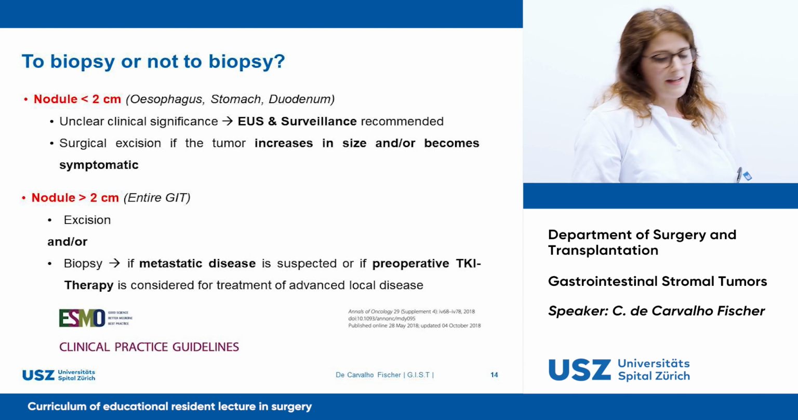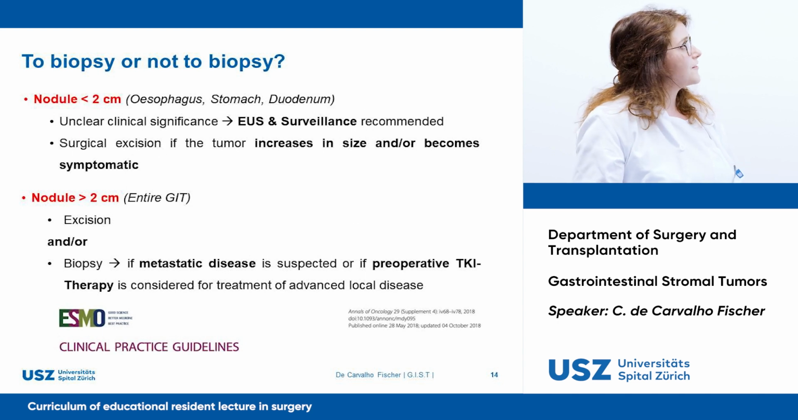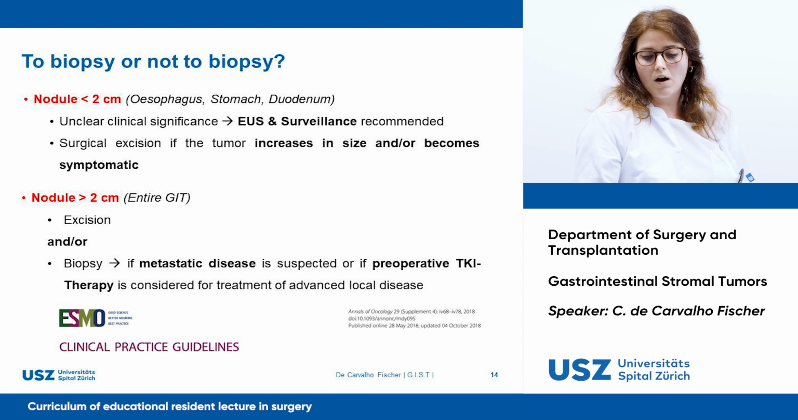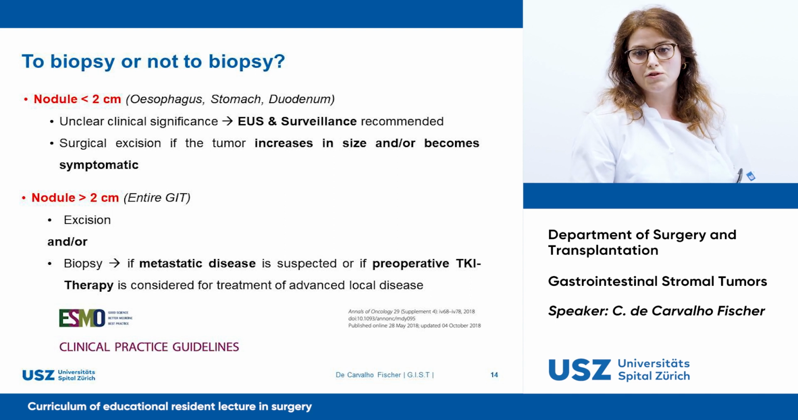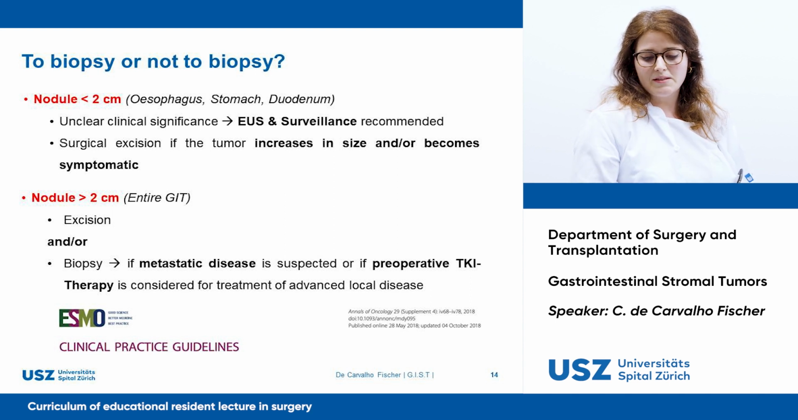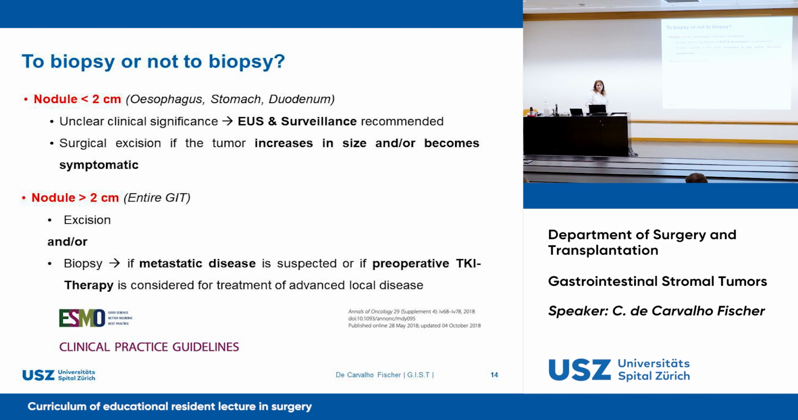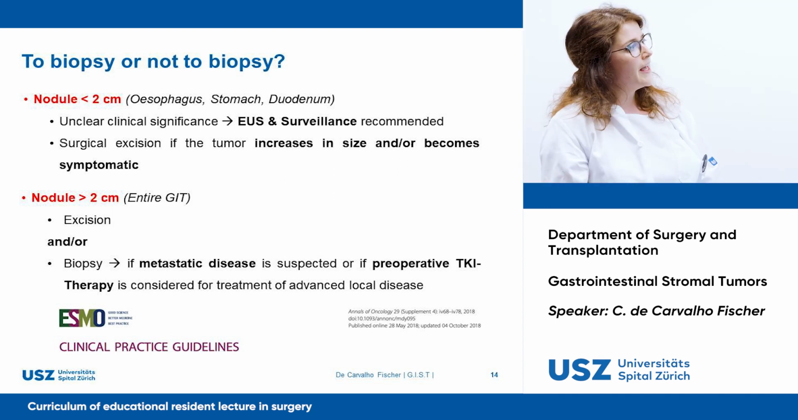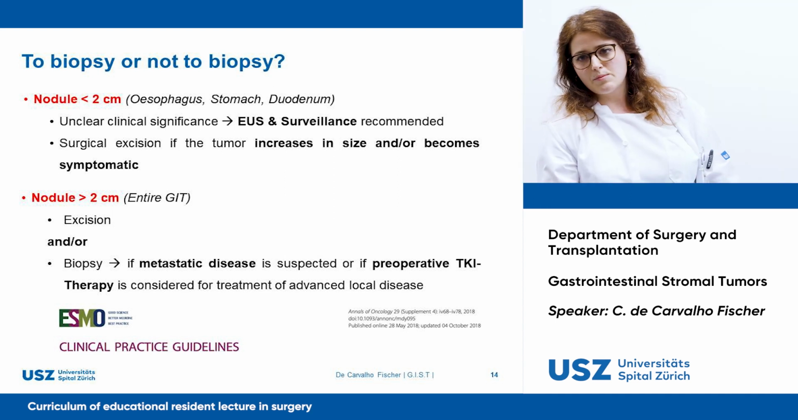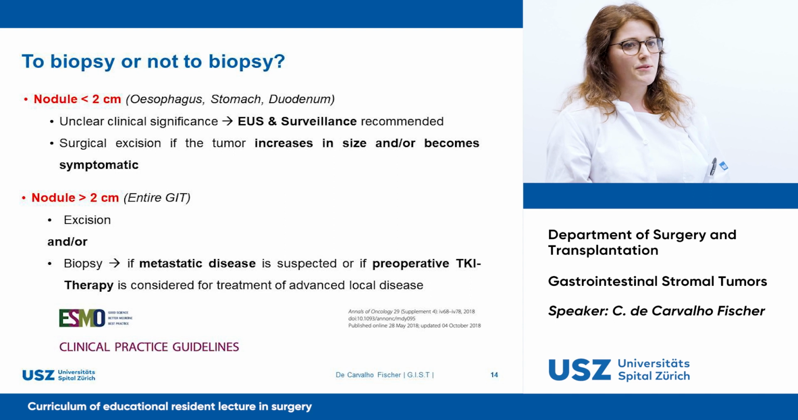The European Society for Medical Oncology has recommendations on this subject, so all nodules under 2 centimeters should not be biopsied or excised. They have unclear clinical significance and they recommend surveillance. A surgical excision is only recommended if the tumor increases in size or becomes symptomatic. For nodules above 2 centimeters, they should be removed surgically. However, if we suspect metastatic disease or advanced disease, we should biopsy.